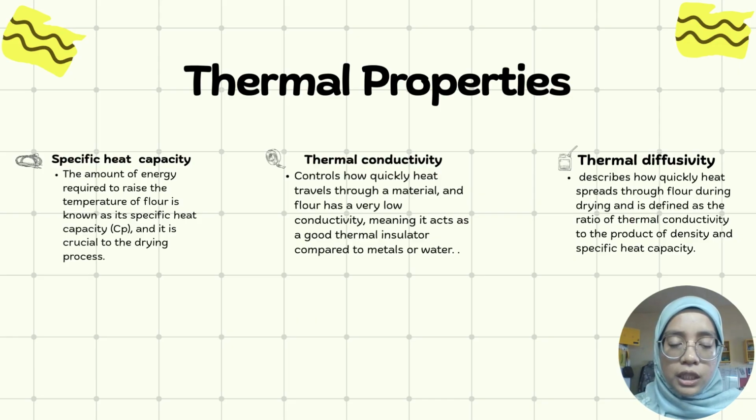Next, thermal conductivity. It controls how quickly heat travels through a material, and flour has a very low conductivity, meaning it will act as a good thermal insulator compared to metals or water. And lastly is thermal diffusivity. It describes how quickly heat spreads through flour during drying and is defined as the ratio of thermal conductivity to the product of density and specific heat capacity.